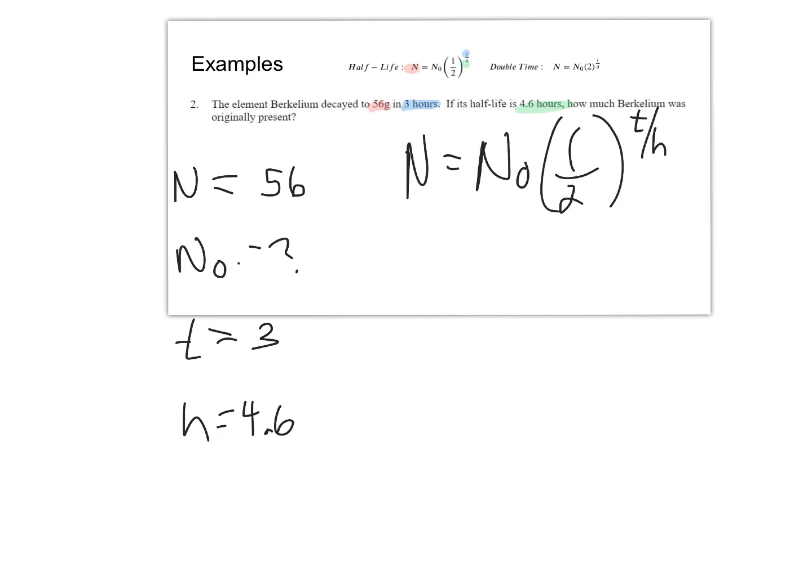Okay. All right, so let's fill in what we know. So 56 equals N-O, which I don't know, times 1/2 to the power of time, which is 3 divided by 4.6. Now, I normally don't like having a decimal in my fraction here, but this is all going to be done on the calculator anyway, so I'm not too concerned about this.